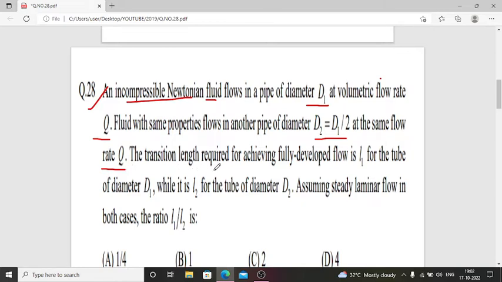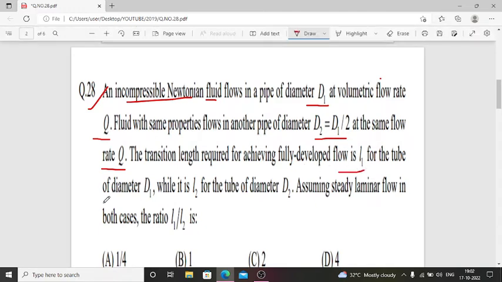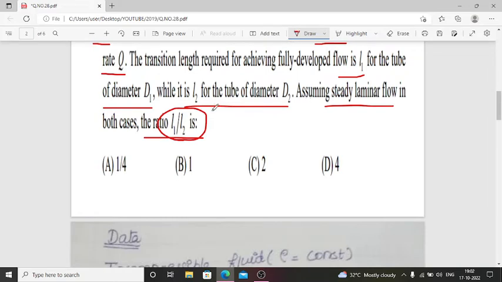The transition length required for achieving fully developed flow is L1 for the tube of diameter D1, while it is L2 for the tube of diameter D2. Assuming steady laminar flow in both cases. The objective of this problem is to determine the ratio of L1 to L2. So we have four options. The answer for this problem is option B.